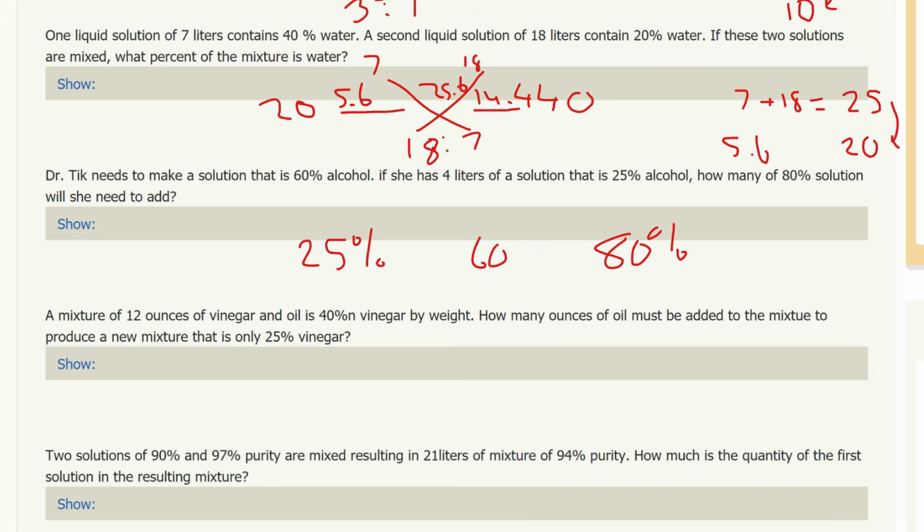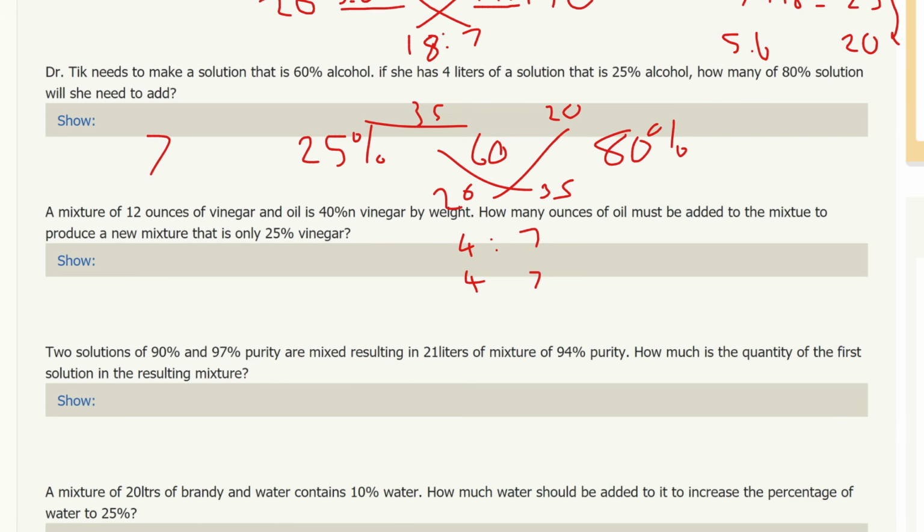Okay, we're back to the more standard questions. Well, the gap on the left is 35. The gap on the right is 20. Moving those across, we have 20 to 35, which if we divide by 5 gives us 4 to 7. And they've told us that we have 4 litres of the 25% one. Oh, well, that's perfect. If we have 4 litres of the 25% one, we must have 7 litres of the 80% one.